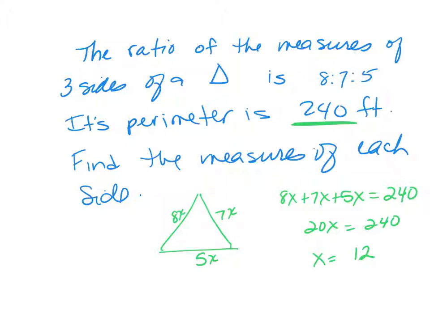So if x is 12, what's the measurement of this side? What's 8 times 12? 96. What is 7 times 12? 84. And what is 5 times 12? 60. When you add those three together, what do you get? 96 plus 84 plus 60. Always check your work. 240. If it's 240, then we've got a reasonable answer for that problem.